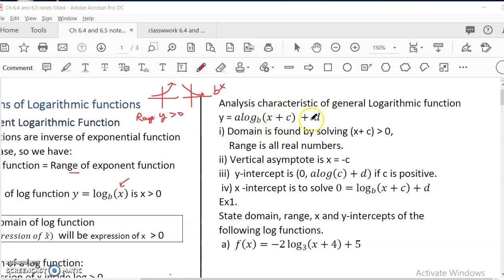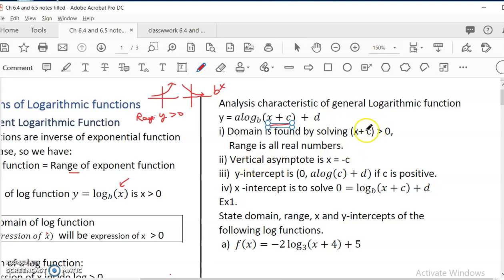We can certainly graph this by transformation, but before we do that, let's analyze a log function of this particular form. What does it look like? The first thing we need to find is the domain, which we get by solving x plus c is greater than 0. The range is always all real numbers, because in the original exponential function the domain is always all real numbers. So for all log functions the range is all real numbers, and there's no need to find anything.